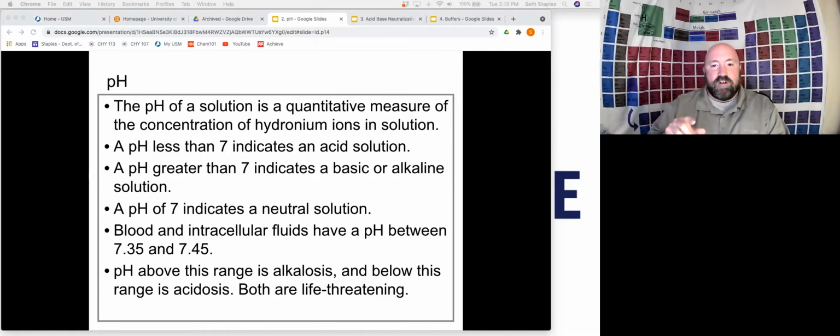Blood and intracellular fluids typically have a pretty tight pH range of about 7.35 to 7.45. If the pH of blood is above that range, that's a condition called alkalosis. A pH below that range is called acidosis. Both of those can absolutely be life-threatening conditions. And so in a later video, we'll look at some of the tools that our body uses to make sure that our pH stays within that range.